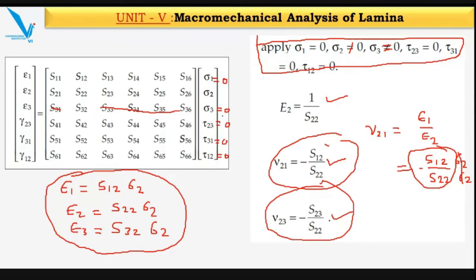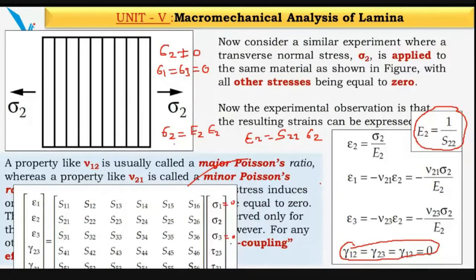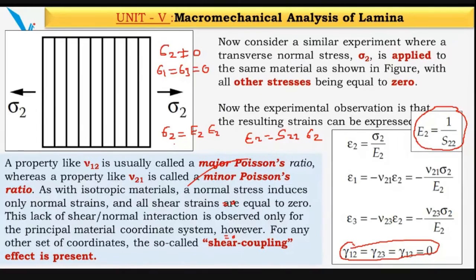So you have to find out the Poisson's ratio accordingly. In the earlier case, mu12 is called the major Poisson's ratio, and mu21 is called the minor Poisson's ratio. This is just representation. Just remember this: 12 is a major Poisson's ratio and 21 is a minor Poisson's ratio. How to calculate that, I just discussed with you. So accordingly you can find out the major and minor Poisson's ratio.